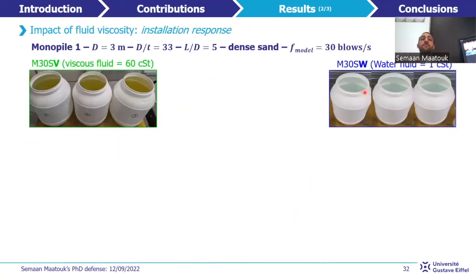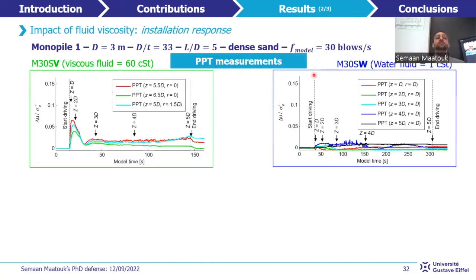The impact of the fluid viscosity is also studied by comparing two tests conducted with the highest frequencies, which corresponds to a realistic field scenario, but with the dense sand saturated either with the 60 CST viscosity fluid in green, or with water, the 1 CST viscosity fluid, in blue. The normalized excess of pore fluid pressure is plotted for both fluid viscosities. Higher pressure profiles are obtained in the case of viscous fluid than in the case of water.